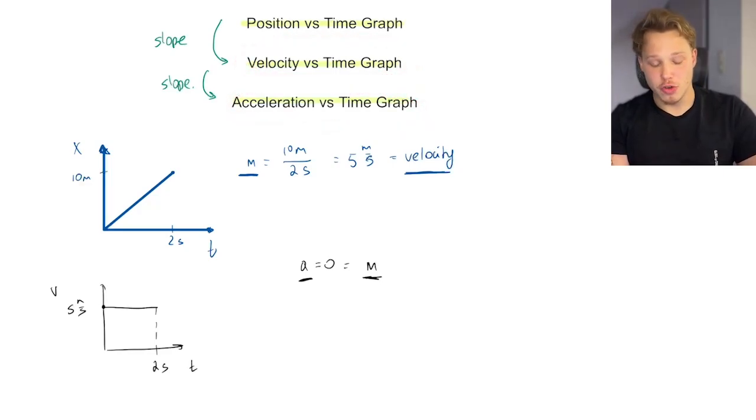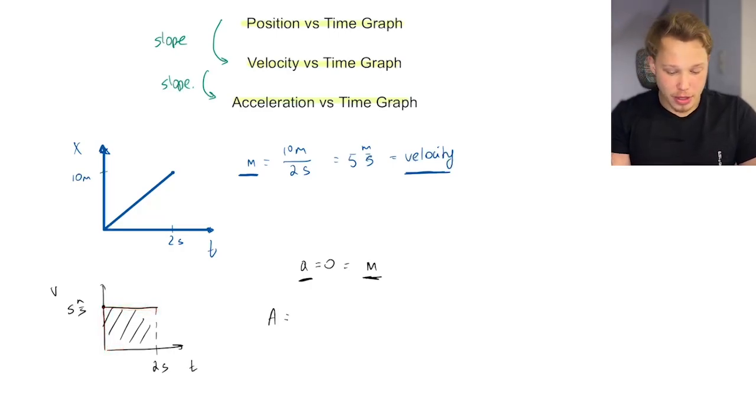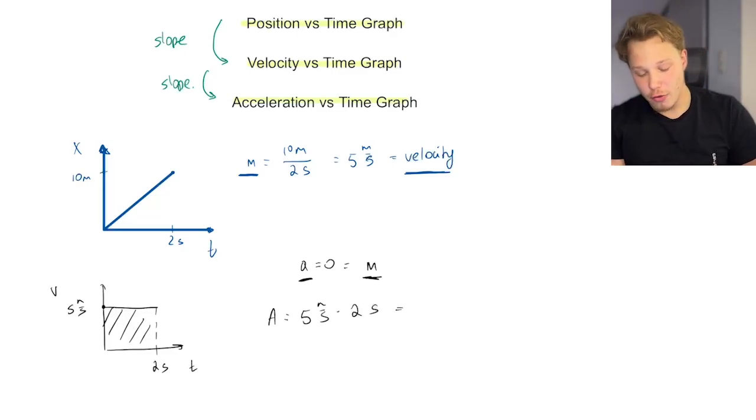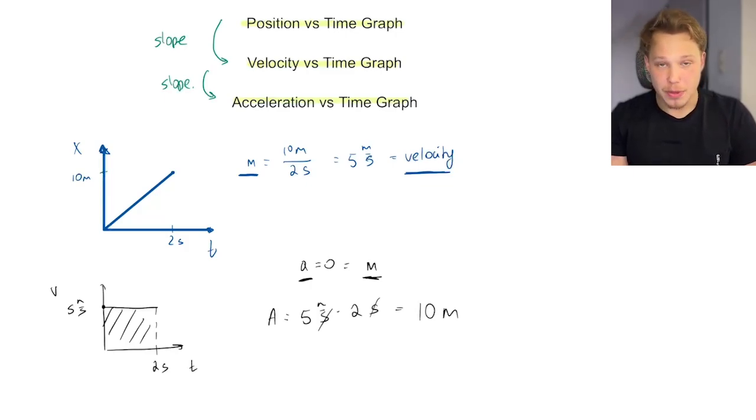Another interesting feature of this graph is that if you look at the area of this graph right here, so let's analyze the area. This is a rectangle with a side of 5 and 2. So if I multiply 5 meters per second times 2 seconds, let's carefully analyze the units. The seconds and seconds will cancel out. So we have 10 meters. Meters are the units of what? Meters are the units of the position. So by looking at the area of the velocity graph, I found the position. So to go from velocity to position, I can look at the area.